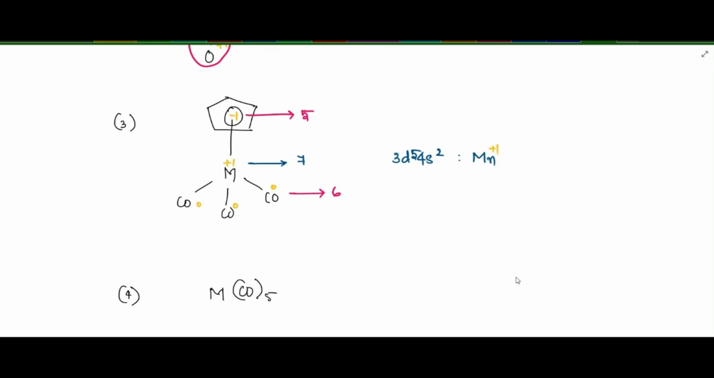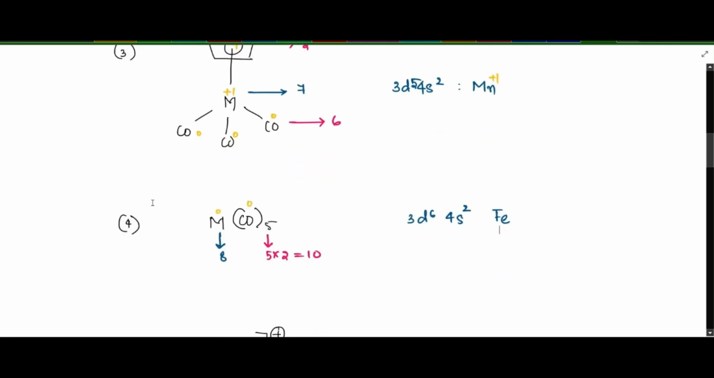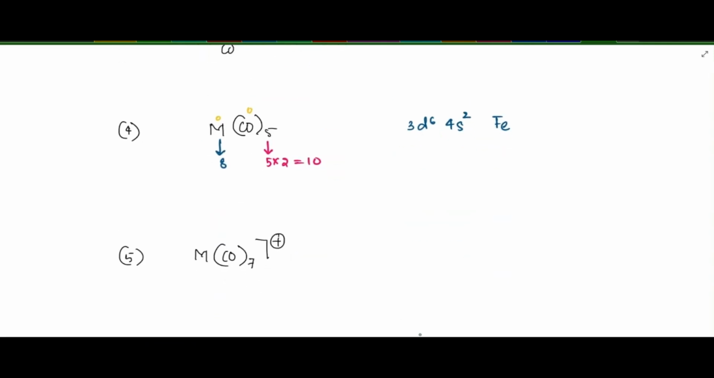Next is very easy. You have 5 carbonyls. Now this is neutral, so the metal which is present will also be in the 0 oxidation state. And there are 5 carbonyls, 5 into 2 will give you 10 electrons. To reach 18, the metal should have 8 electrons, which means it should be 3d6 4s2. And this is going to be iron in the 0 oxidation state. Iron. Okay. Next one.